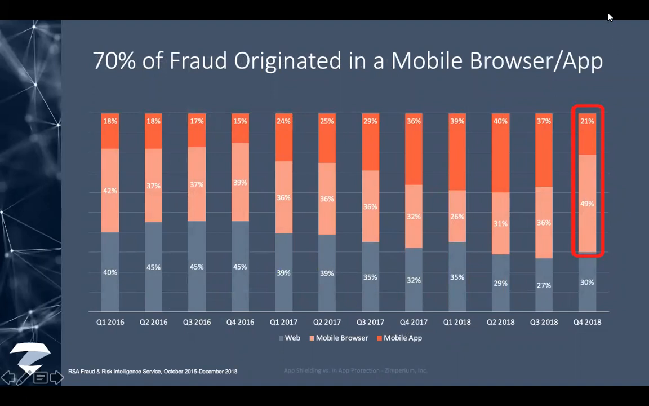But 70% of fraud originated in a mobile browser or mobile app. This is research from RSA, and what you can see is the mobile fraud and mobile app fraud is increasing over time. As more and more of our transactions move to mobile, we need to make sure that we're covering the mobile browser. A lot of the critical CVEs that we talked about earlier are actually browser manipulation. I can inject code into the browser via SMS message and compromise your device.